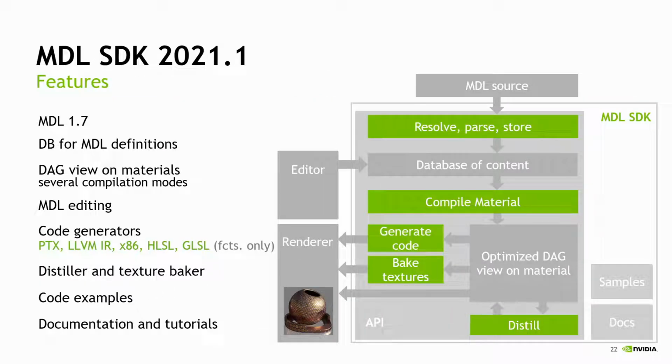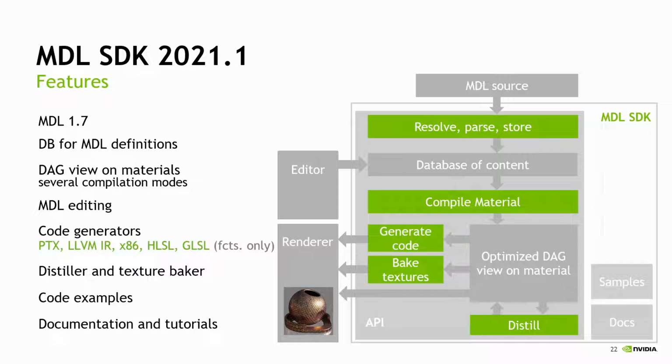If you want to integrate MDL into your renderer, we have an MDL SDK available. This is the same API that's used for adding MDL to our Omniverse renderers, RTX real-time and RTX path trace. It's available with MDL 1.7 support, and it features a database for material definitions where you have a DAG view on your materials with several compilation modes, and you can do parameter editing. And then for various renderers generate code.